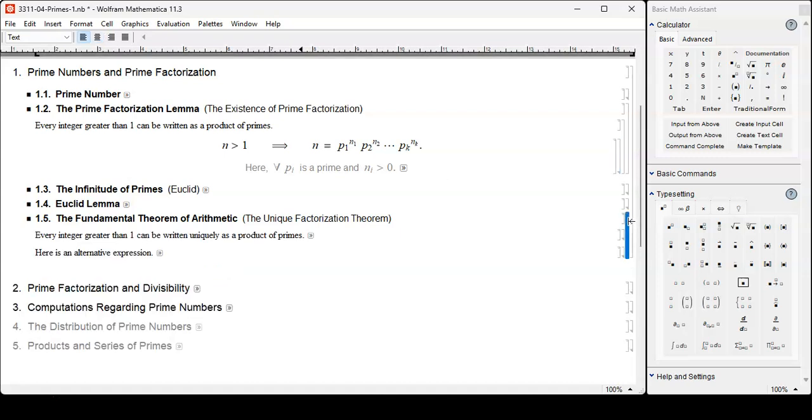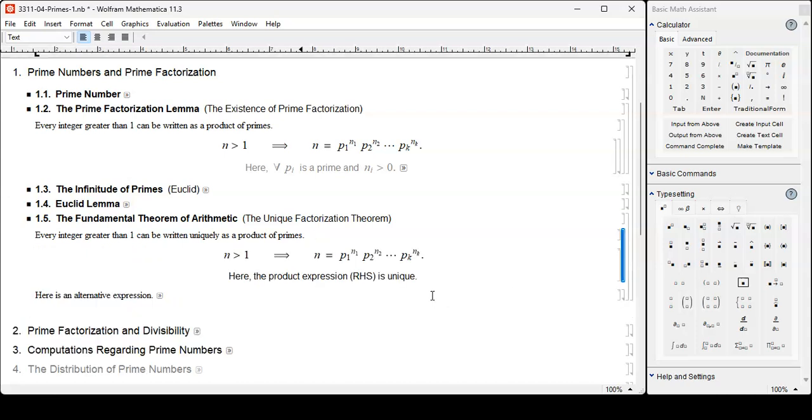The answer is no. The expression is unique. We can prove that, and that result is called the fundamental theorem of arithmetic. Of course, it's much harder. Some people call it the unique factorization theorem because the key point here is the uniqueness. But I'd prefer to call it the fundamental theorem of arithmetic or the fundamental theorem of number theory, putting these two together, both existence and uniqueness together.